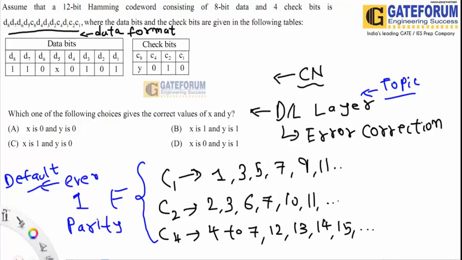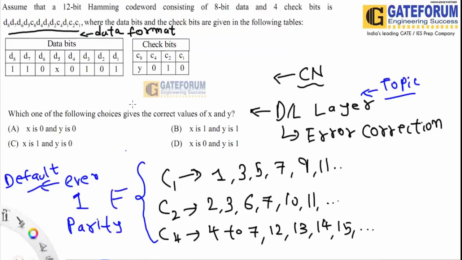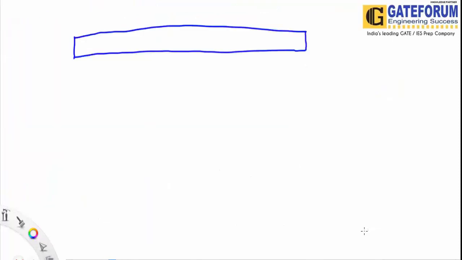Okay, so let's try to identify what we are trying to achieve. Basically, we need to store our data in 12 bits. Why 12 bits? Because if you see the question properly, they have given that we have 4 check bits and 8 is our data bits. So total we would have 8 plus 4, which is 12. So the total data would be of 12 bits, and this data would be stored in this format.